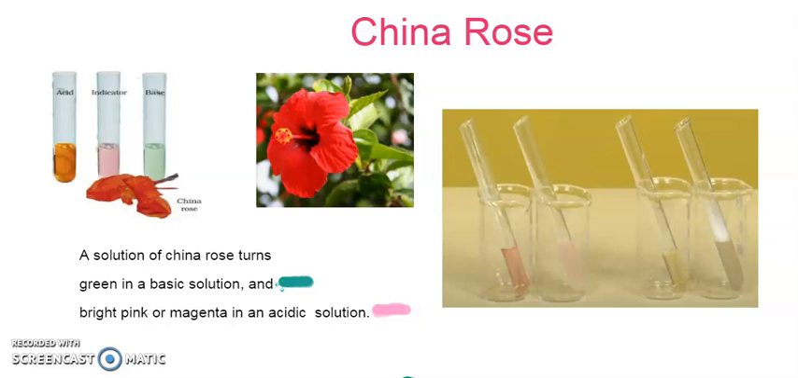So till now we studied what an acid is, what a base is, how to differentiate an acid and a base, and also about the various natural indicators that are used to detect whether a given substance is an acid or a base.